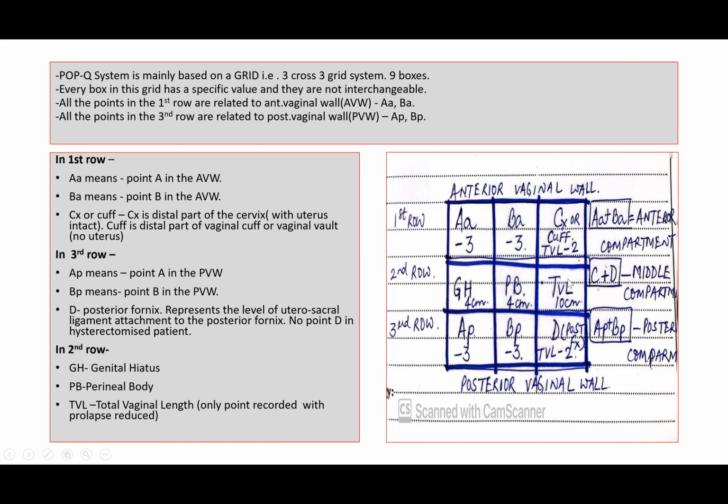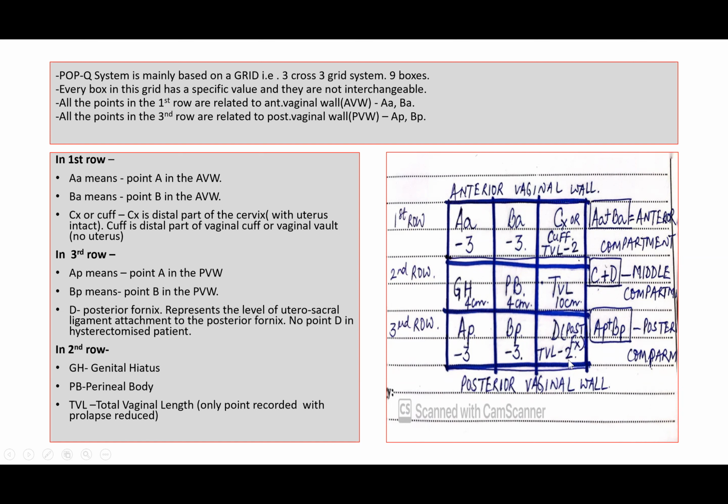Coming to the middle row, GH is the genital hiatus, and this is about 4 centimeter. PB is the perineal body. This is also about 4 centimeter. TVL is the total vaginal length. This is 10 centimeter. So normally this C is TVL minus 2. So 10 minus 2, it is minus 8. The values are all negative. Okay. In the first row and in the second row, the values are negative. Likewise, D, that is the posterior fornix, is also TVL minus 2.